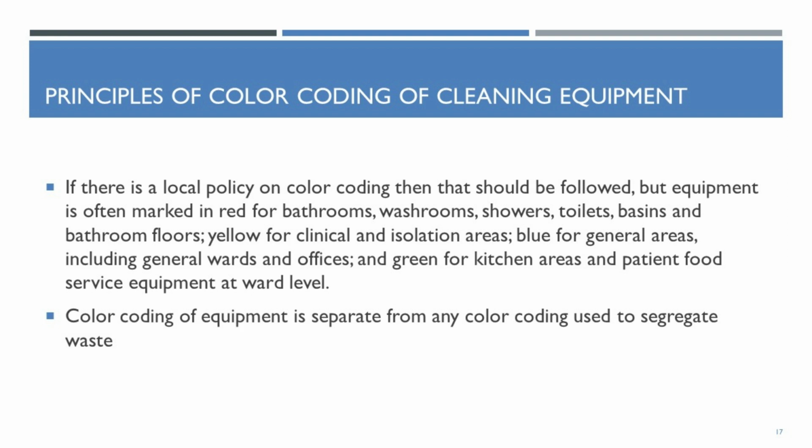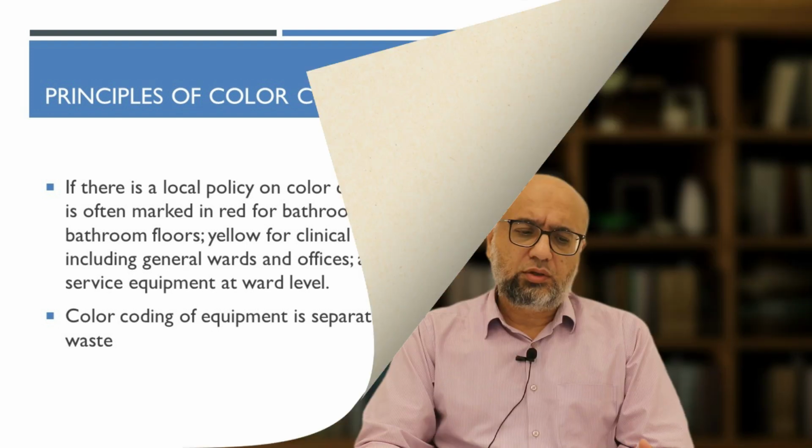Color coding of equipment is separate from any color coding used for segregating waste. So that should be different from the waste segregation one. But this is a general scheme which prevents cross-contamination between the very contaminated areas and the least contaminated areas, for instance, the food serving counters and other places and the kitchens.